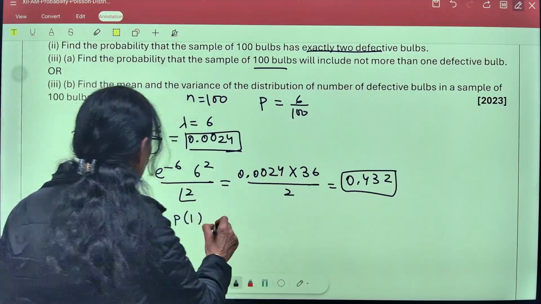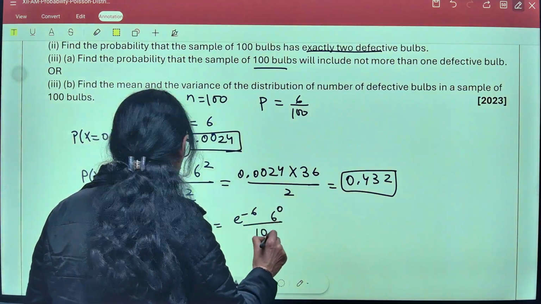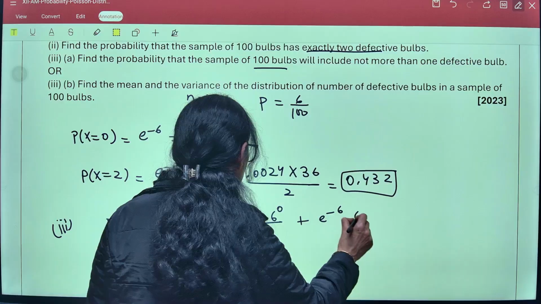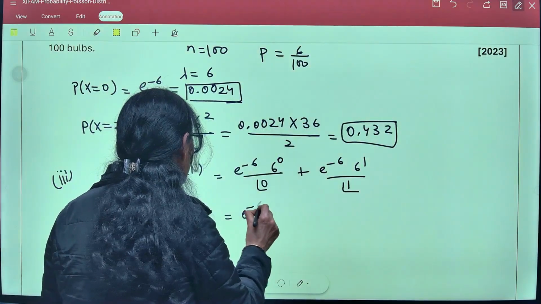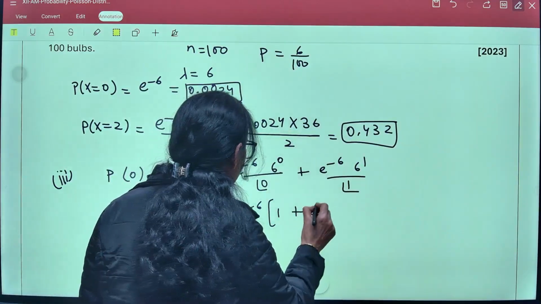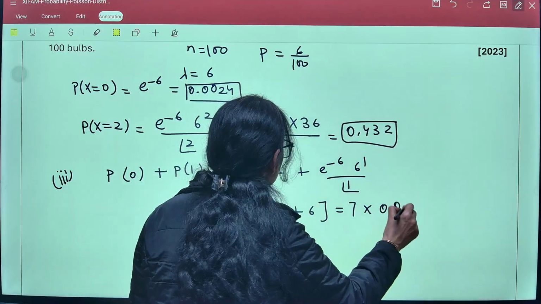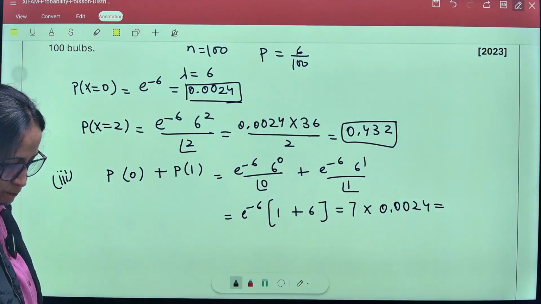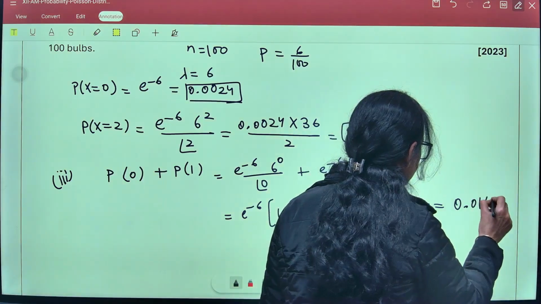So let's just put the values again. e raised to power minus 6, 6 to the power 0 upon 0 factorial, plus e raised to power minus 6, 6 to the power 1 upon 1 factorial. Take e raised to power minus 6 common. It comes out to be 1 plus 6, that means 7 times 0.0024, and this comes out to be 0.0168.